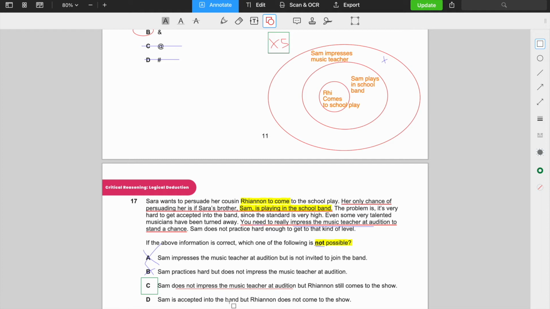Sam is accepted into the band, but Rhiannon does not come to the show. Again, that is possible, because what if Rhiannon just doesn't feel like coming that day? What if she has other activities? What if she's caught COVID, right? There's so many things that might stop her from coming. Sam's acceptance into the band is only one of the necessary conditions for Rhiannon to come to the show. There's probably a few other ones that maybe have not been fulfilled. So D is possible, D is not the answer.